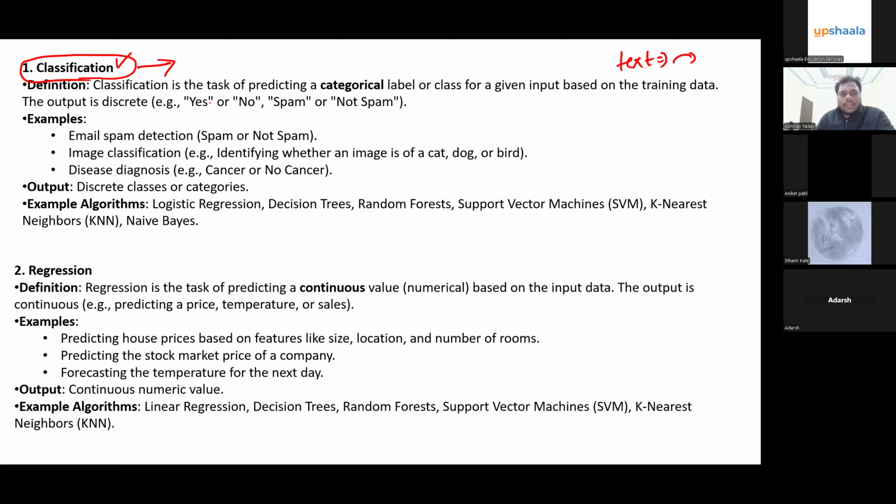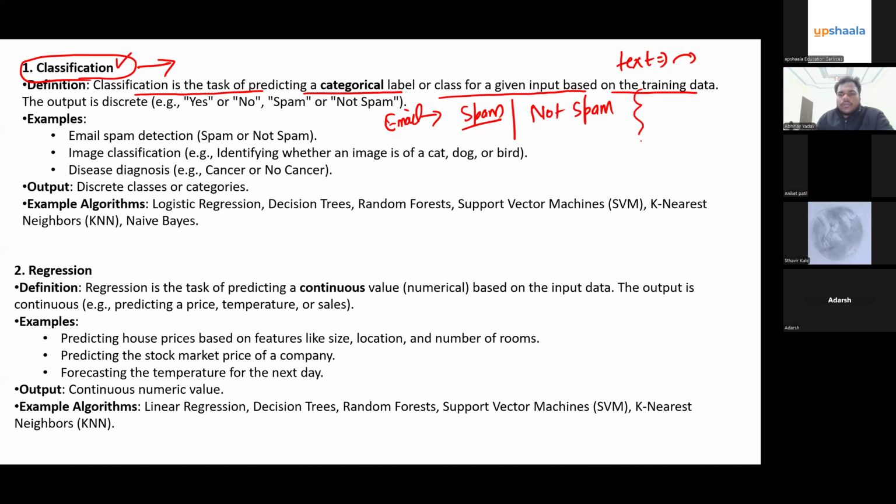Classification is the task of predicting the categorical label, or the class, for a given input based upon the training data. Take a quick example. Suppose you have an email, and you are classifying it into two categories: one is spam, and the second one is not spam.